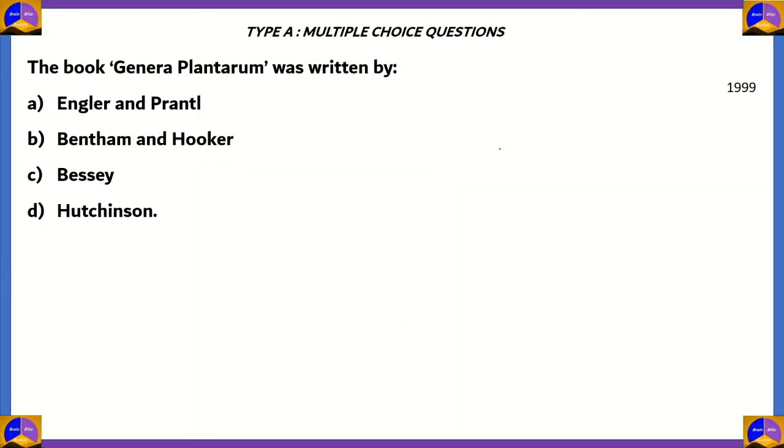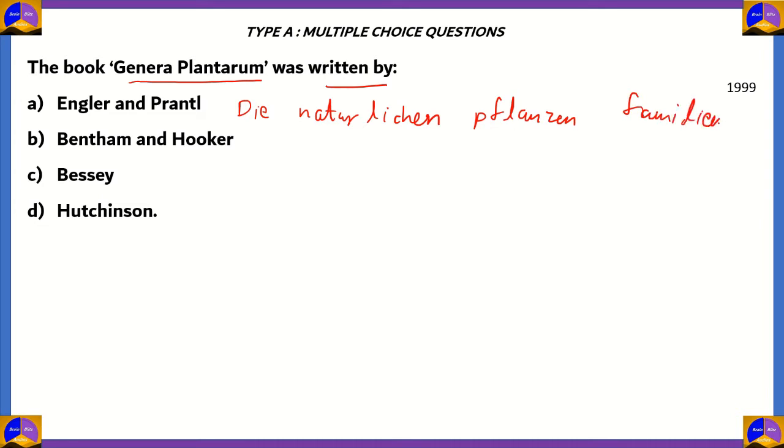Now let's look at this question. The book Genera Plantarum was written by Engler and Prantl, Bentham and Hooker, Bessey, Hutchinson. So let's look at each of the options. The most famous and the most important work of Engler and Prantl is titled Die Natürlichen Pflanzenfamilien. So therefore option A is incorrect.